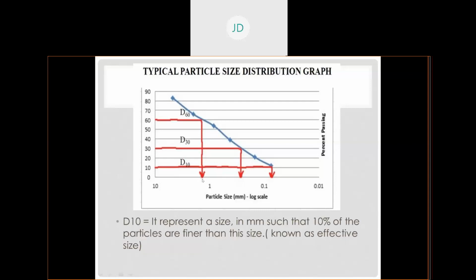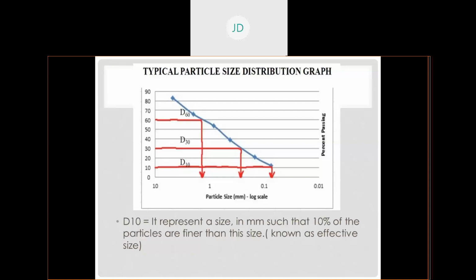One particular size. Now suppose this is your point 9, and suppose this is 2. Since it is increasing in this direction, say this is 2. So 1, 2, 3, 4, 5, 6, like this, up to 10. So say this arrow mark is touching number 2. So what you can say is that, since it is related to 60%, we can say 60% of total soil is finer than 2 mm size.